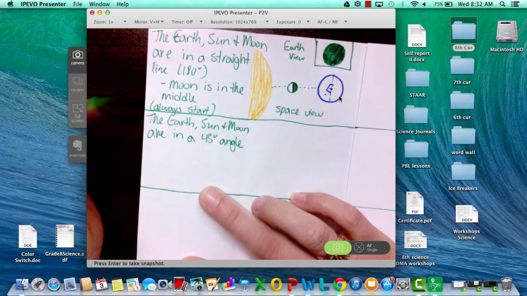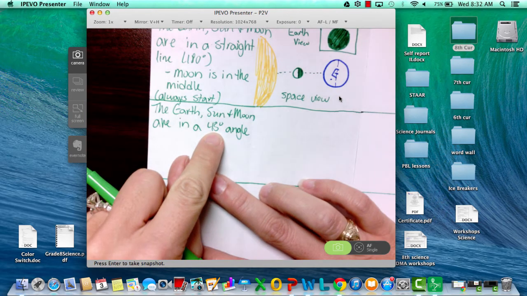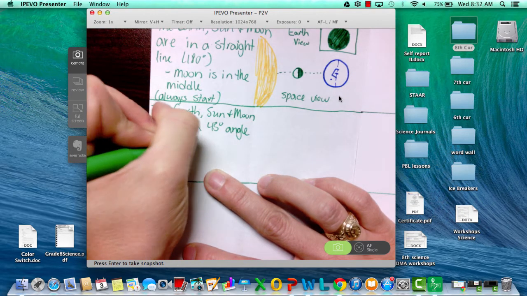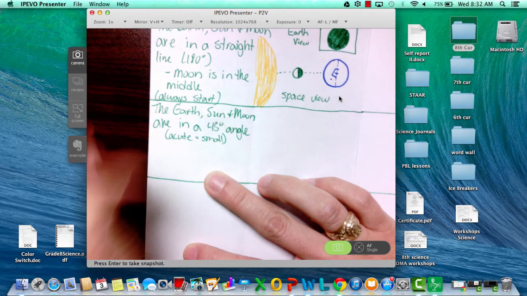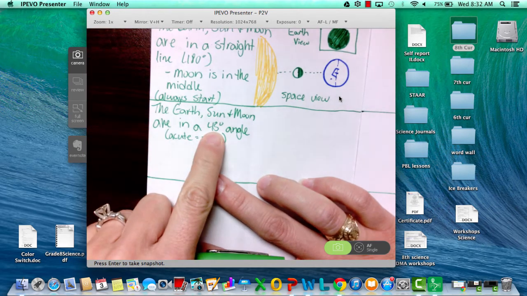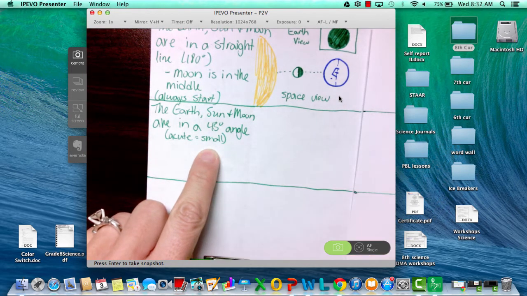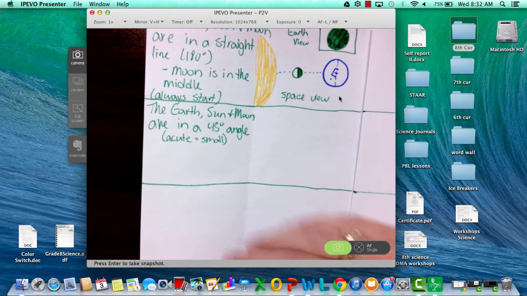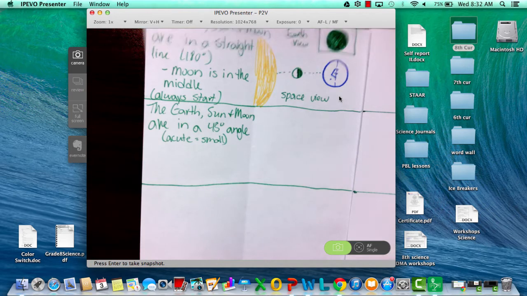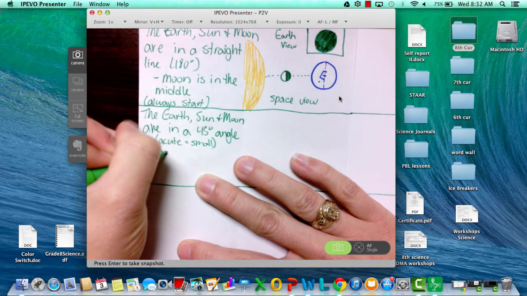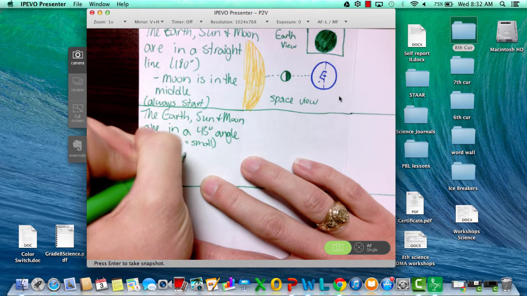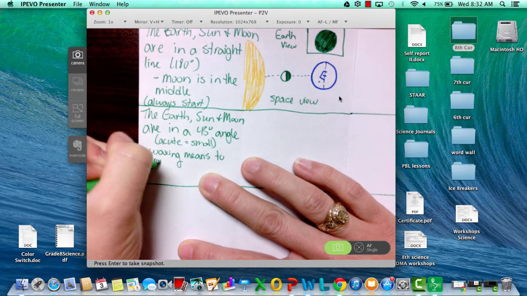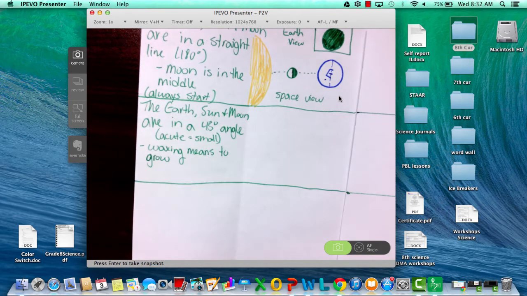And the way that I remember that is a 45-degree angle is a small angle, which in math you call acute, and acute means small. So whenever the Earth, Sun, and the Moon are at a small angle, you will always see a small part of the moon, which is what we call a crescent. Now, because it is called waxing, waxing means to grow.